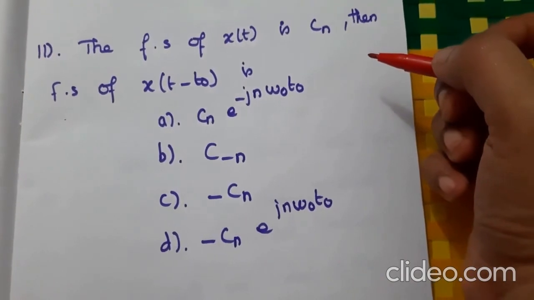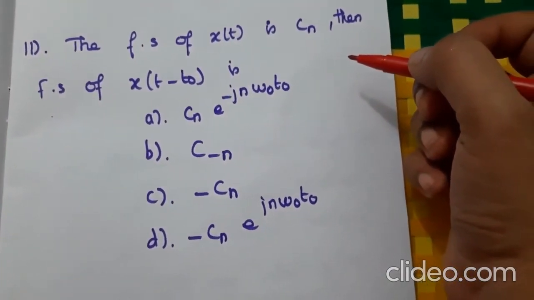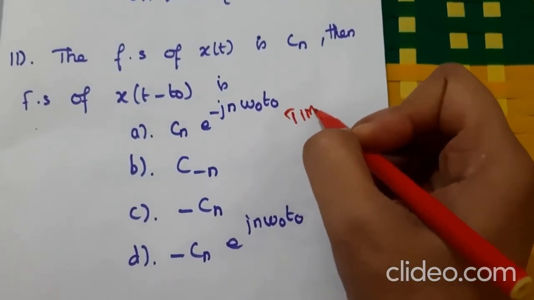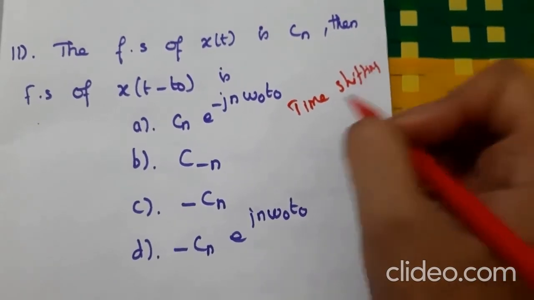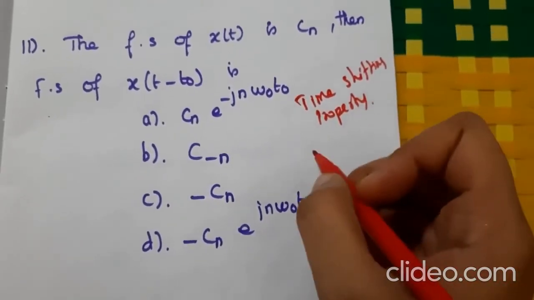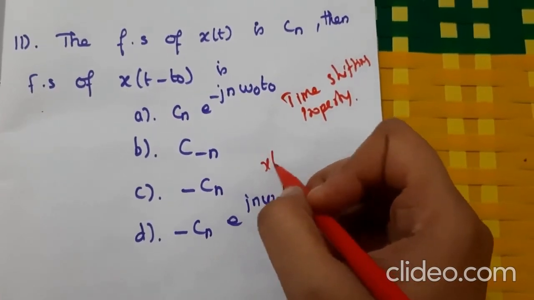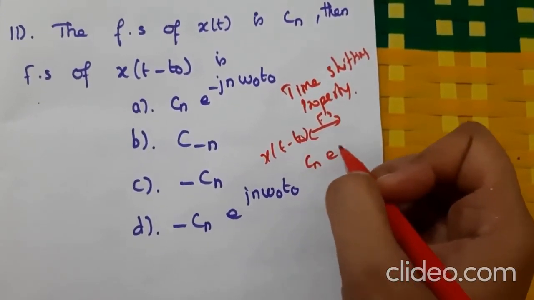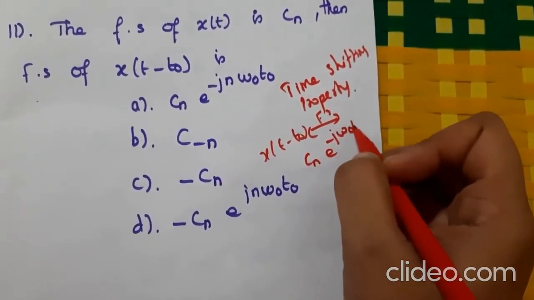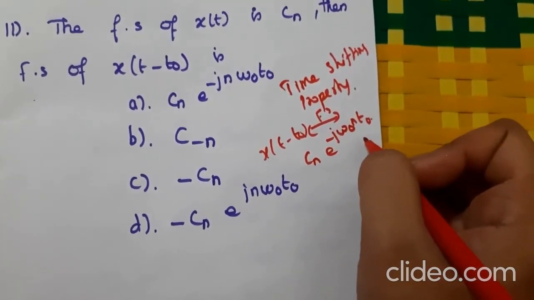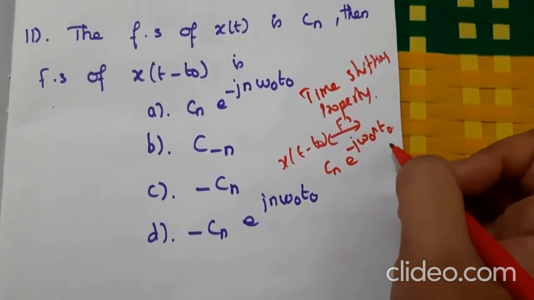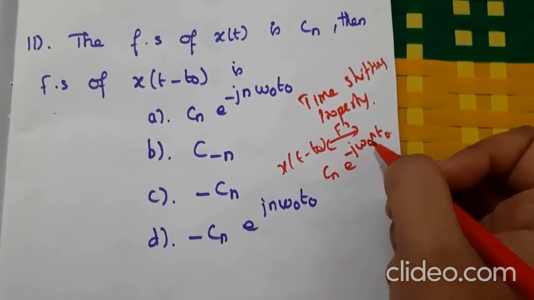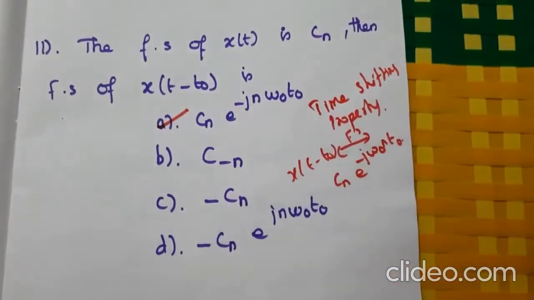11th question, the Fourier series of x of t is Cn, then Fourier series of x of t minus t naught is, and this is a time shifting property. We know the time shifting property, that is x of t minus t naught, the Fourier series becomes Cn e power minus j omega naught n t naught. So this is the time shifting property. So here the answer is Cn e power minus jn omega naught t naught. So here the answer is A.